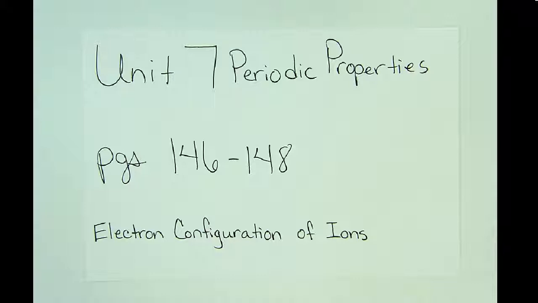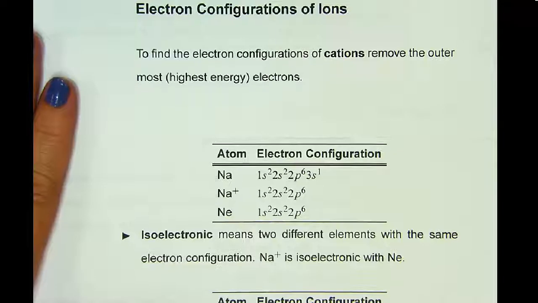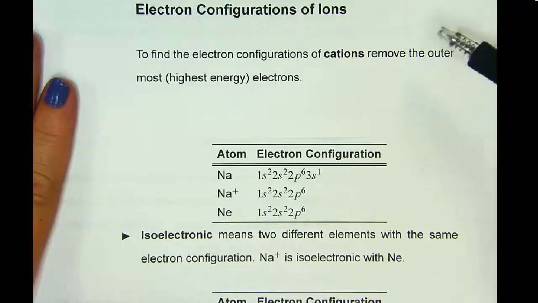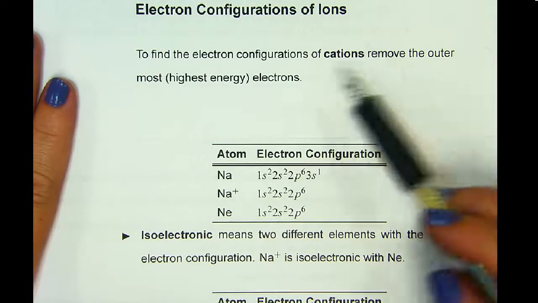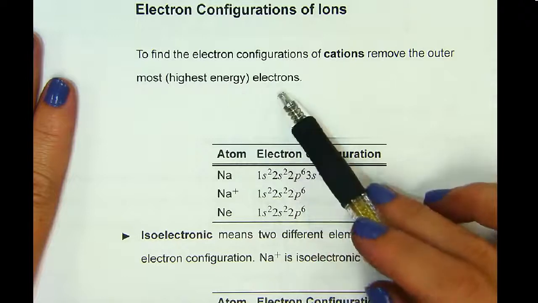Unit 7, Periodic Properties, pages 146 to 148, focusing on electron configuration of ions. To find the electron configurations of cations, you remove the outermost, highest energy electrons.